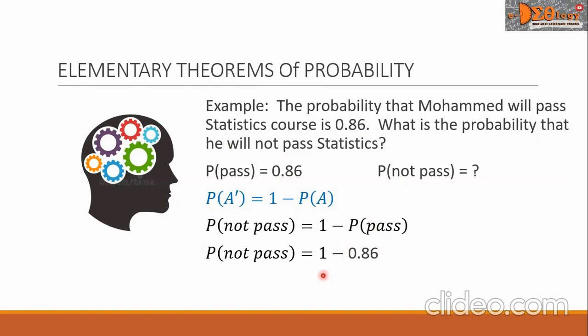And let us simplify 1 minus 0.86. This is equal to 0.14. This is the probability of not passing. This is our final answer.